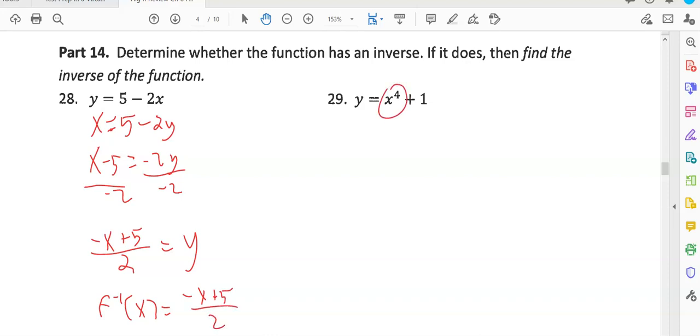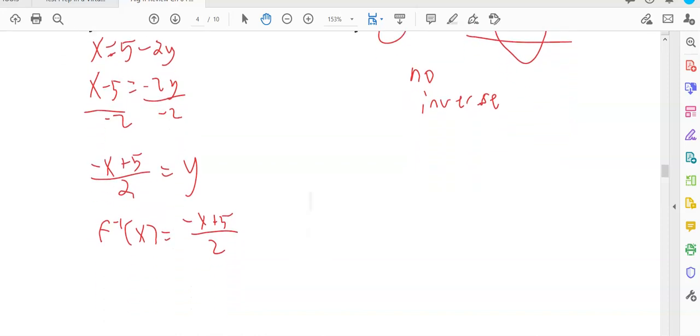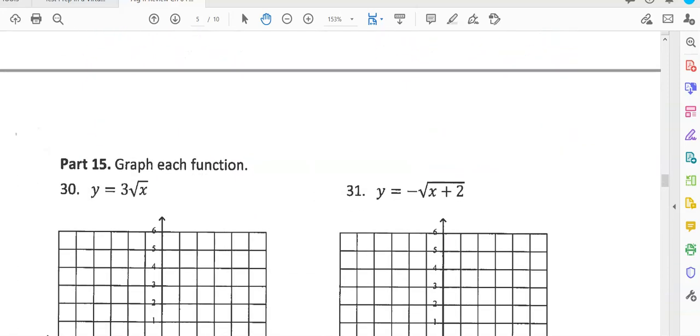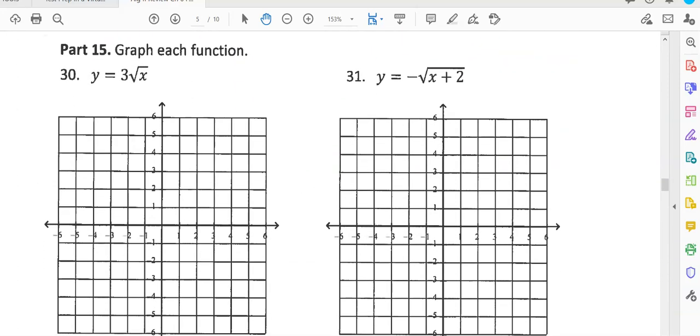This one is shaped like this. It's almost like a quadratic. It's an even function, so the end behavior is up and up, which means it doesn't pass the horizontal line test. There is no inverse. So if you just think about end behavior, you can see that it doesn't have an inverse. It's not a one-to-one function.